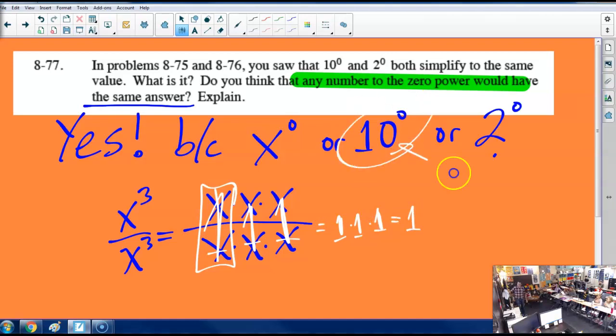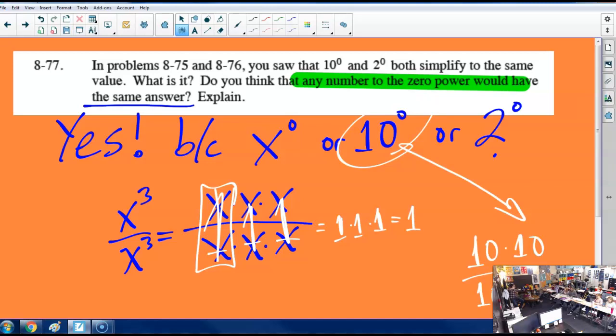Same thing with 10 to the 0. 10 to the 0 means how many 10s I have on top. Let's say it's 10 squared over 10 squared. What about 0 to 0? That breaks math. So we'll talk about that in a second. But 0 to the 0 kind of breaks math. And then 2 to the 0, same thing. Equal number of 2s on top and bottom.